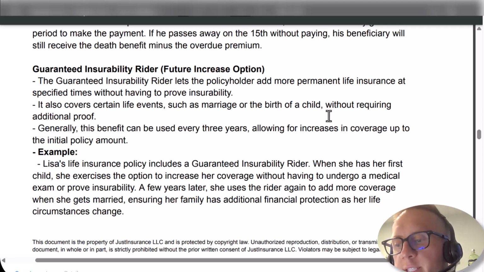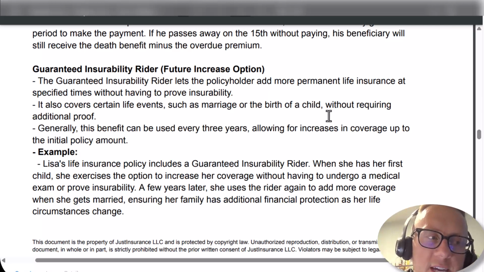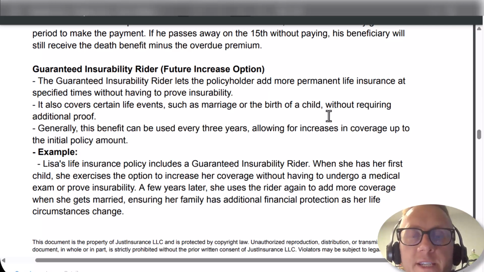So example, Lisa's life insurance policy includes a guaranteed insurability rider. When she has her first child, she exercises the option to increase her coverage without having to undergo a medical exam or prove insurability. A few years later, she uses the rider again to add more coverage when she gets married, ensuring her family has additional financial protection as her life circumstances change. So the guaranteed insurability rider lets the policyholder add more coverage to their whole life policy at either specified times or specific events. So having a kid, getting married, every 5 years, whatever. There are different ways that they can exercise the option, different parameters based on what they choose to elect within that rider.